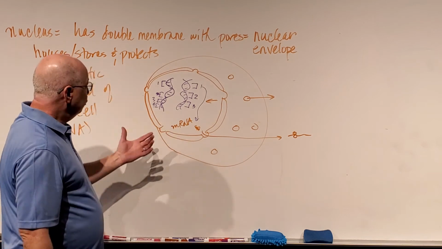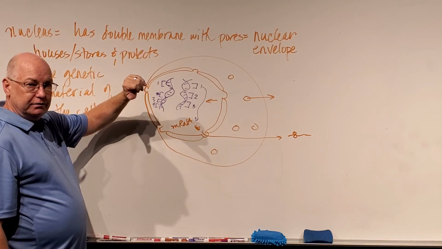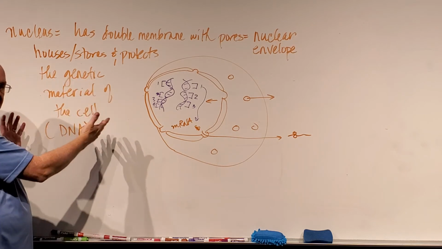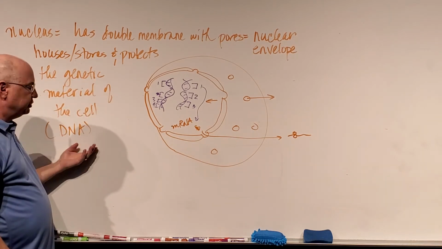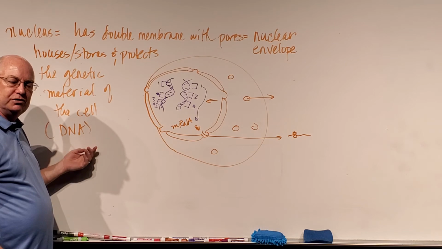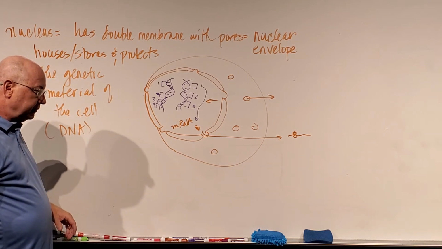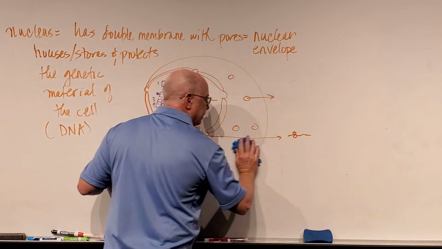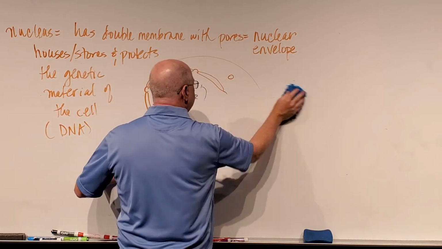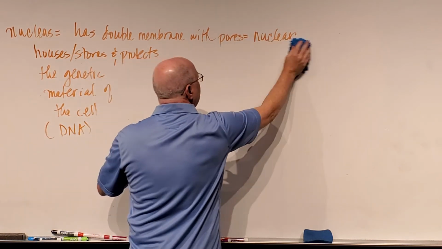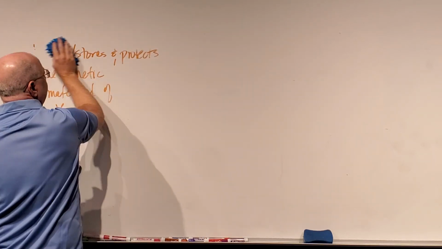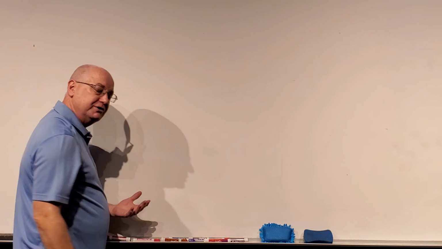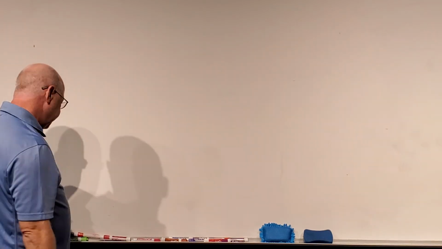So, the nucleus is a double membrane with pores called the nuclear envelope that houses, stores, and protects the genetic material of the cell, or it stores the DNA in the chromosomes. Okay? Now, that's a simplified view, but we're going to get more complex over time. I have a few more organelles to go over, so let's wrap this up. I'll probably close out this video, and I'll just do another video of the cell story. I'm kind of making this up as I go along because of the circumstances.